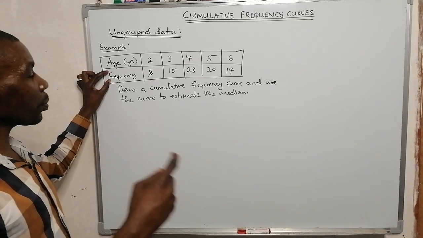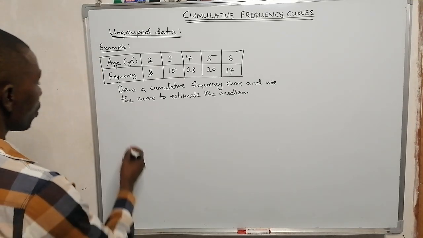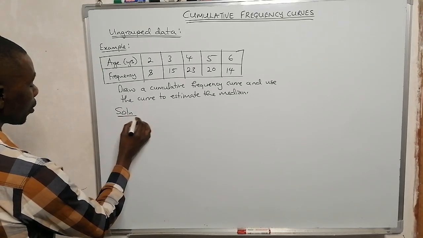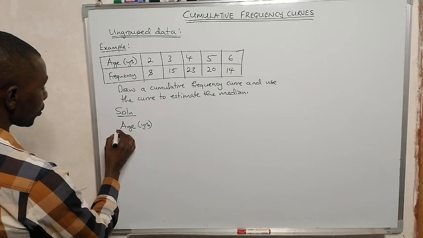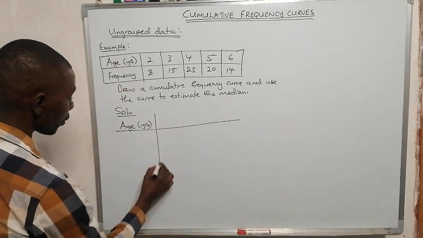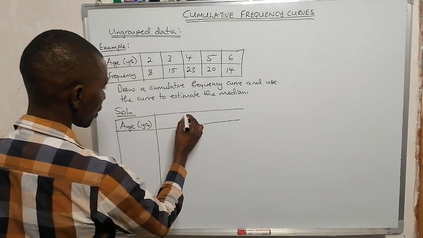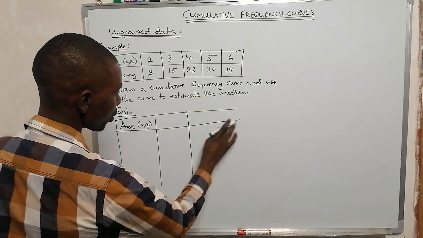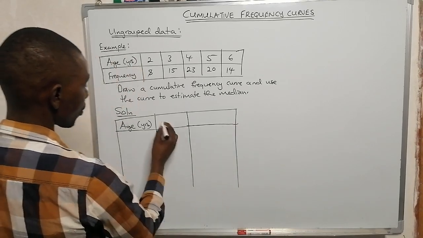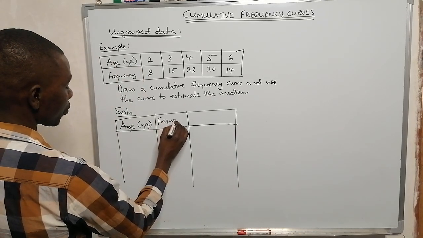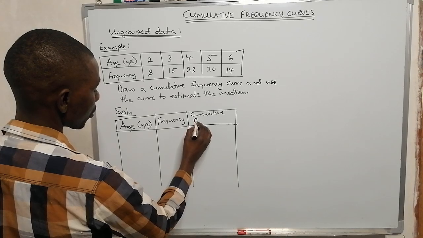Whenever you are going to plot a cumulative frequency curve, the word itself is saying cumulative. We are accumulating our frequencies from one to another. So we have to make another table with age in years, then we have our frequency. So we want to construct a cumulative frequency table first. Here we have frequency, then cumulative frequency.